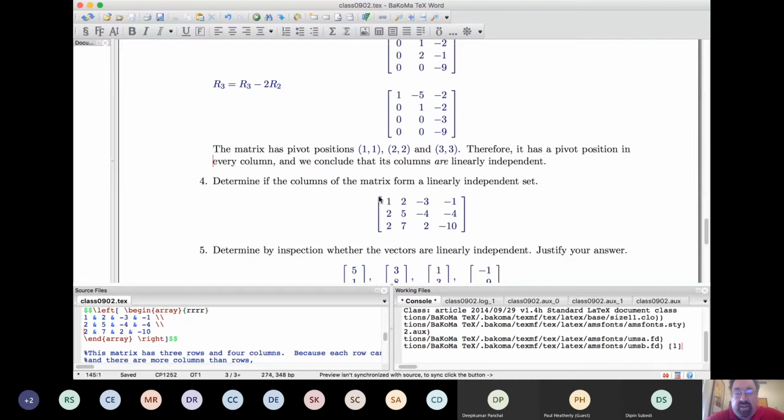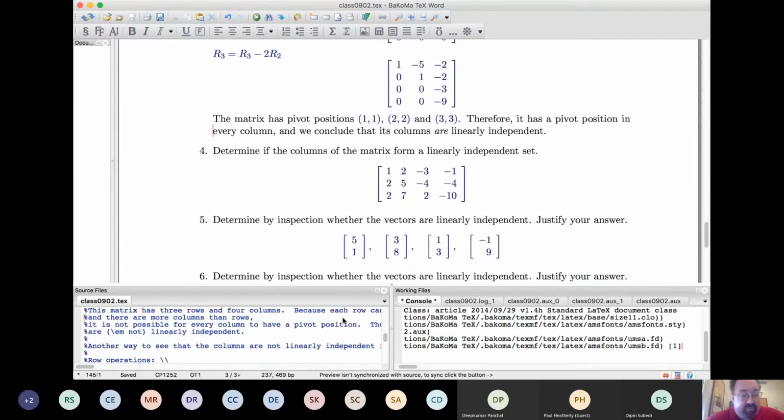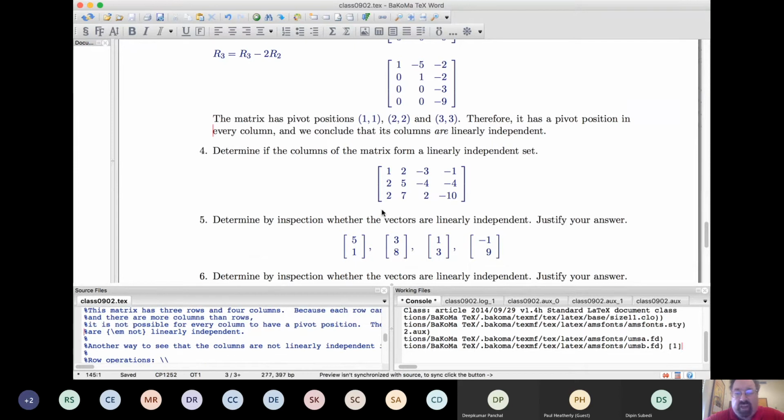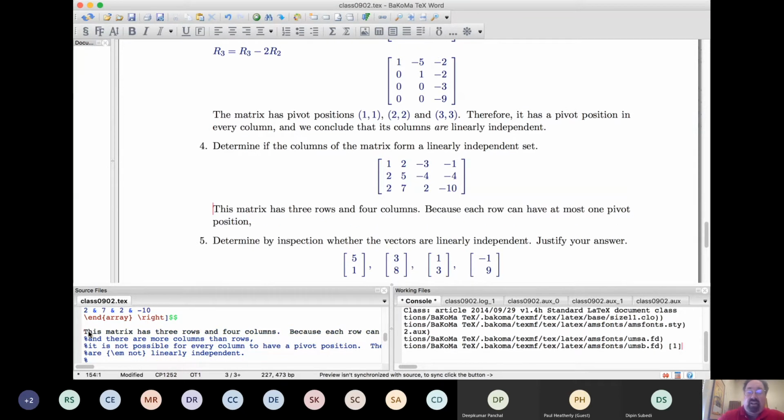Now, this one seems like it might be quite a bit of work to determine if these columns are linearly independent. But in fact, it's literally no work at all, because we can actually conclude immediately that these columns are not linearly independent, because we only have 3 rows.